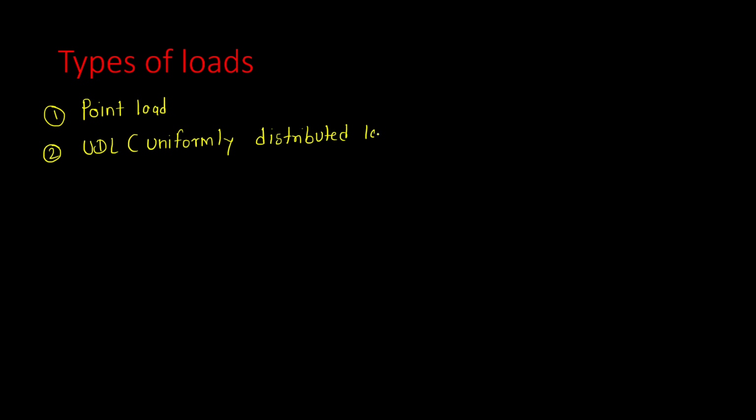So, types of loads. There are four main types of loads. The first is point load. The second one is called UDL, uniformly distributed load. The third one is called UVL, uniformly varying load.